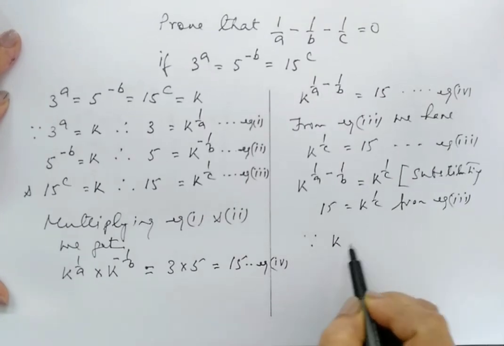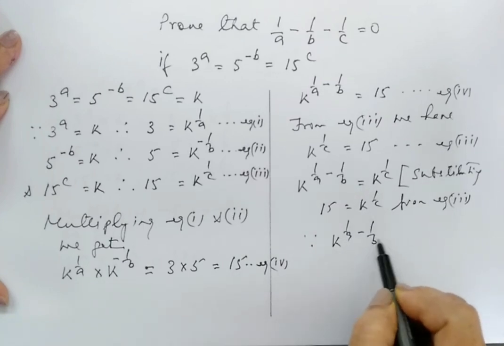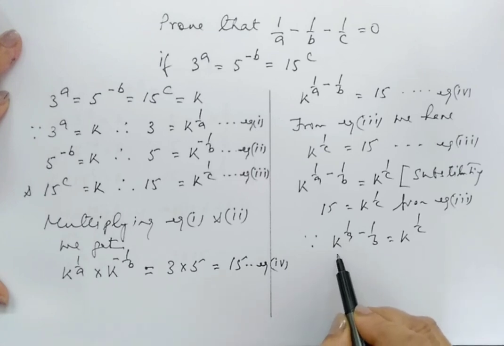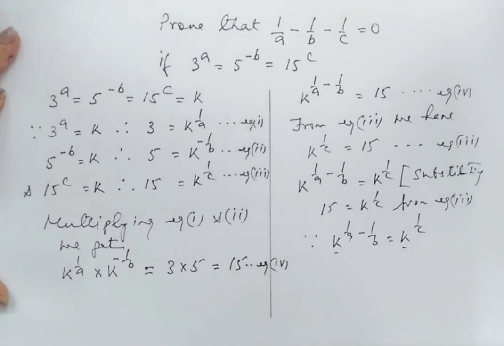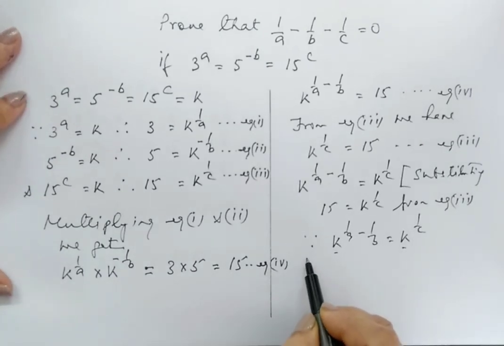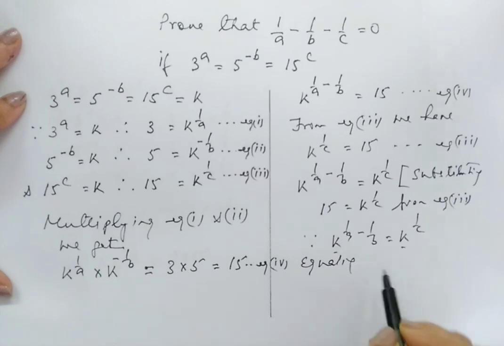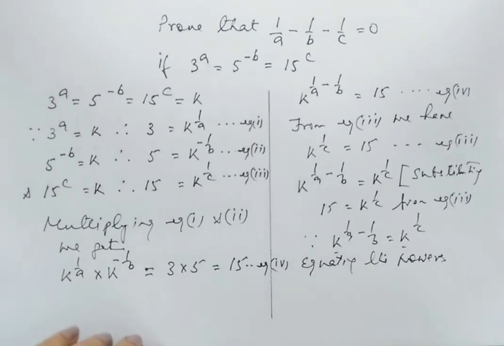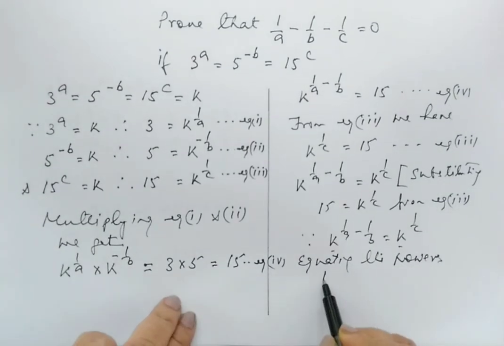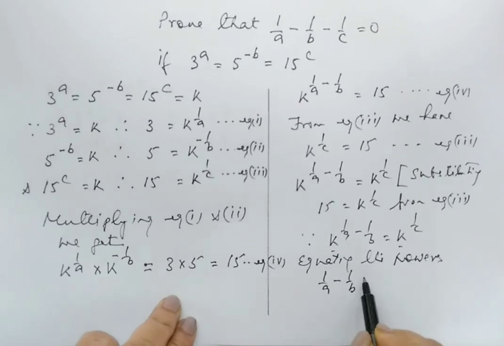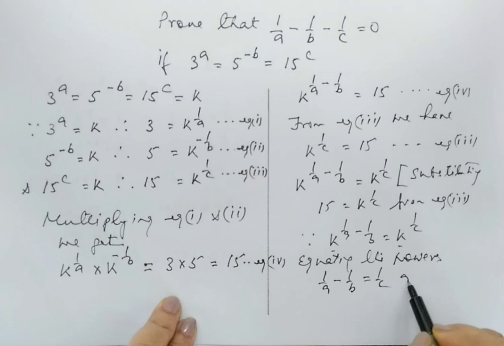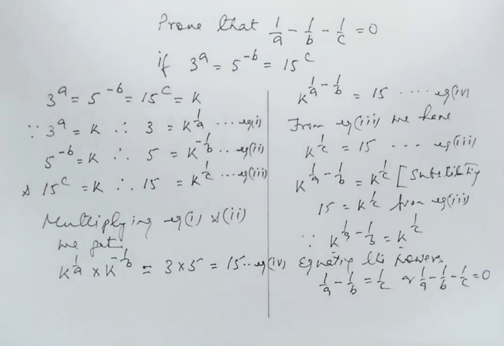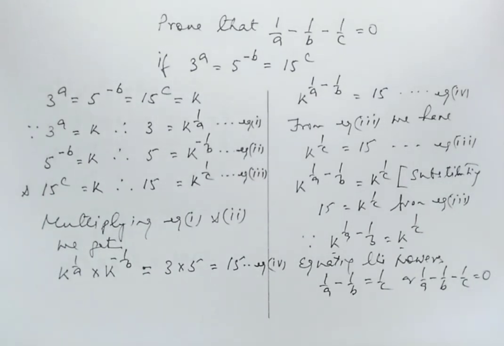Since k to the power 1 by a minus 1 by b, this is an explanation, I'm copying the same thing. We have the same bases on both sides, which means we can equate the powers. Equating the powers, what do we get? We get 1 by a minus 1 by b equals 1 by c, or 1 by a minus 1 by b minus 1 by c equals 0. So hence proved.